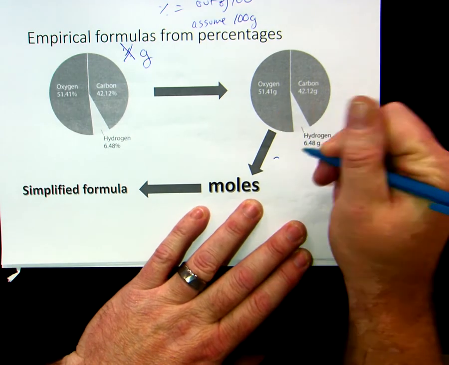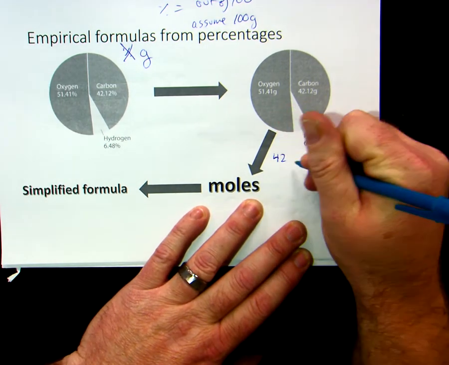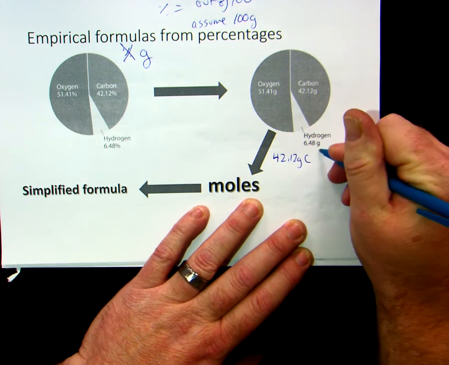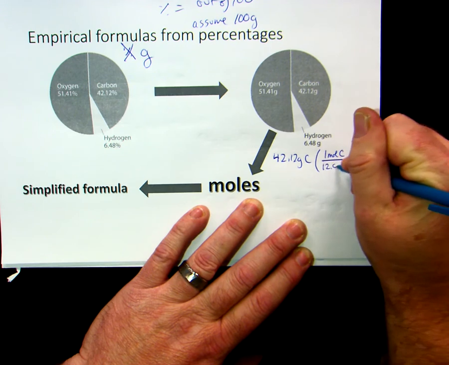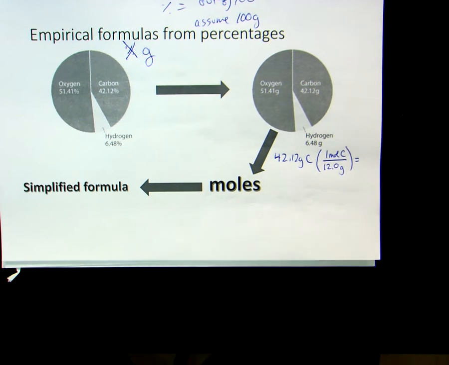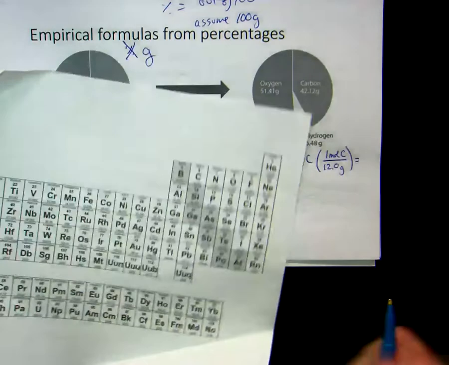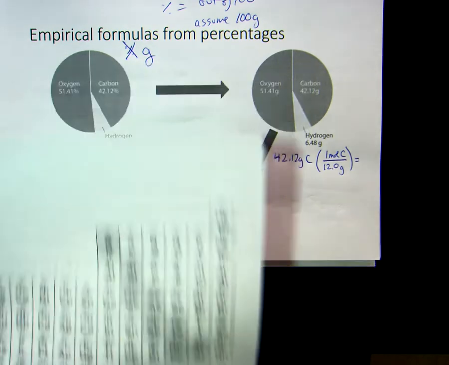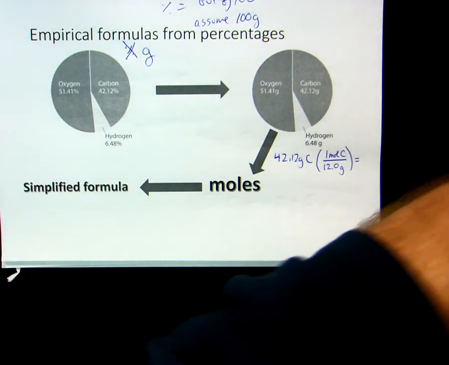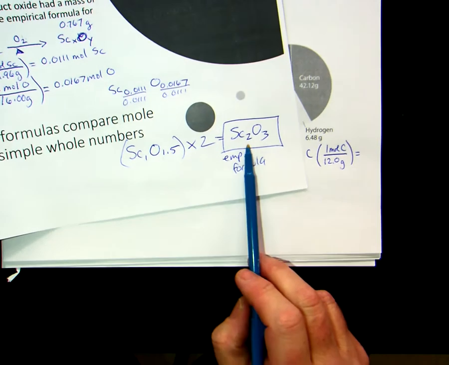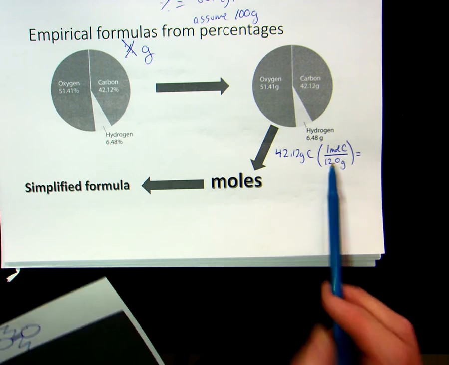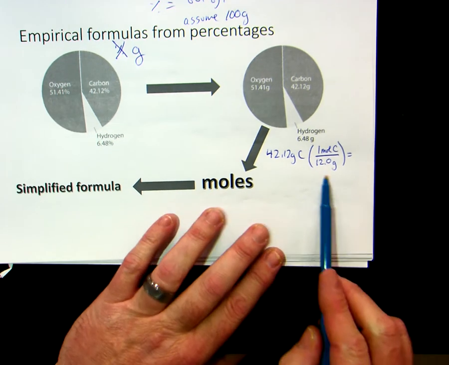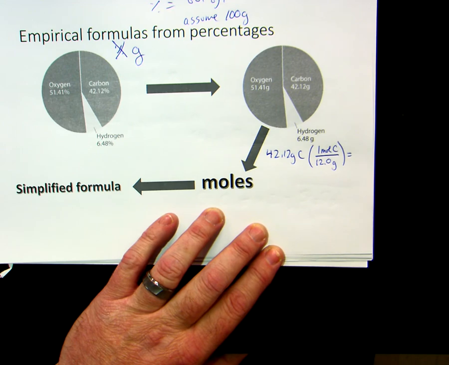So if we have 42.12 grams of carbon, 1 mole of carbon is 12.0 grams. Now, the reason why I'm limiting the number of sig figs, because I could have used all of these sig figs, is because our numbers that we're getting for our empirical formula are like 1 sig fig, right? So having 5 or 6 sig figs is a little overkill and will take a long time. So for these problems, having 3 sig figs is fine.